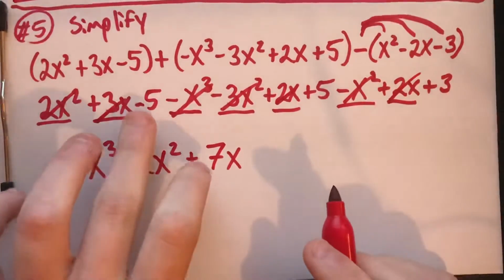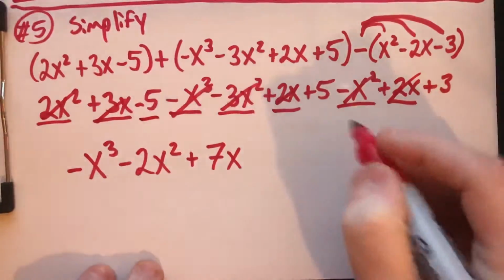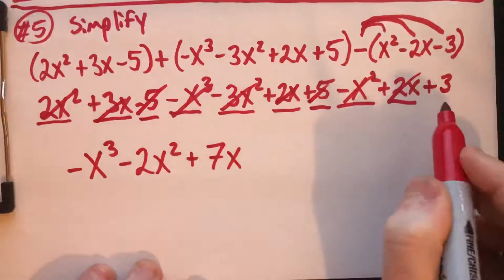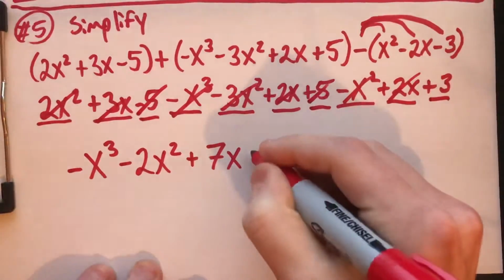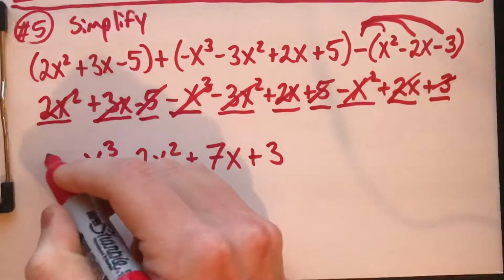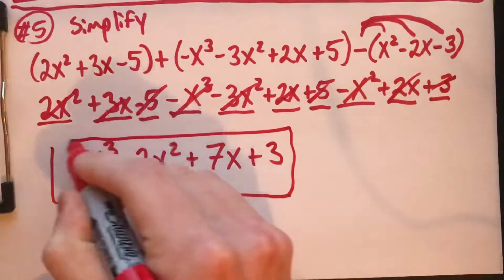Okay, and then we have -5, +5. Well, those will cancel straight away. That just becomes 0. And then my last term that I have is a +3. Now that I've crossed everything off and dealt with everything, this is the simplified polynomial.